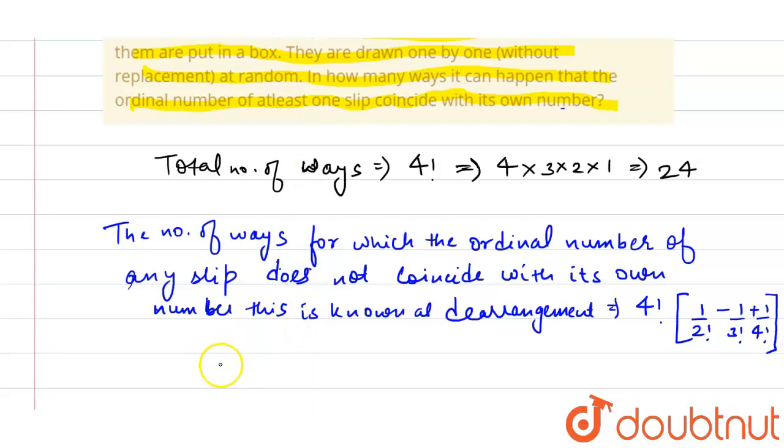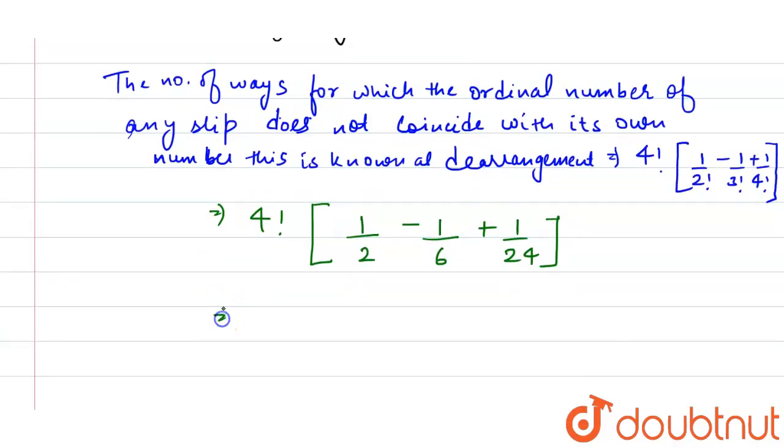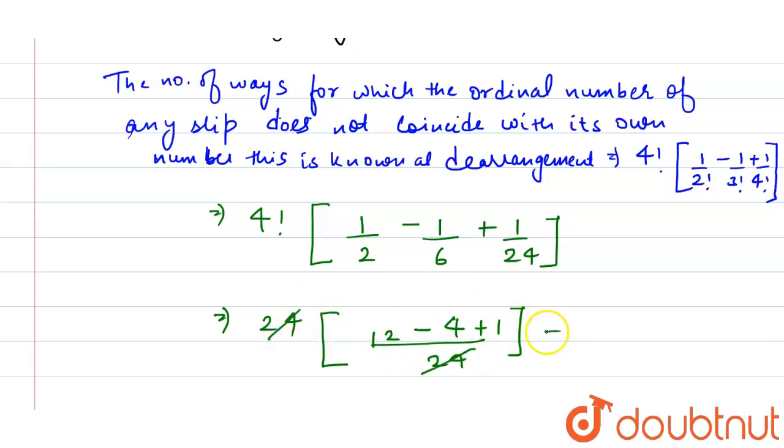This will be equal to 4 factorial, because all the 4 slips are deranged, that is rearranged, and the formula for derangement is this. So this will become 1 by 2 minus 1 by 6 plus 1 by 24, and if we take the LCM we get 24 as the LCM, so this will be 24 times 12 minus 4 plus 1 by 24. So 24 and 24 cancel out. We get this value as 12 minus 4, 8, plus 1, 9. So this is equal to 9.